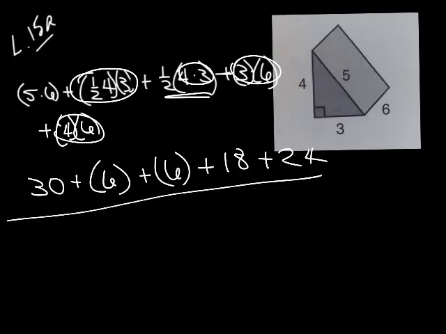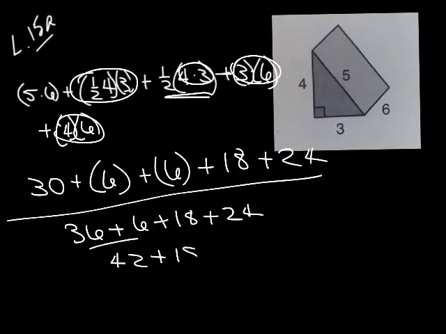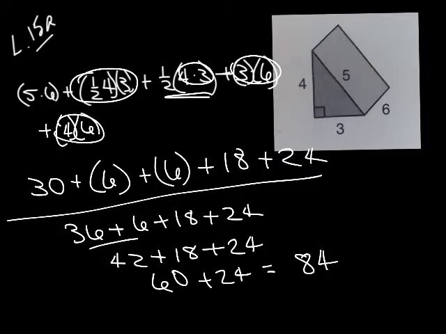Add all this up, and there's 5 of them because there were 5 sides. We've got 30 plus 6 plus 6 plus 18 plus 24. 36 plus 6 is 42, plus 18 is 60, plus 24 equals 84. And we're done.